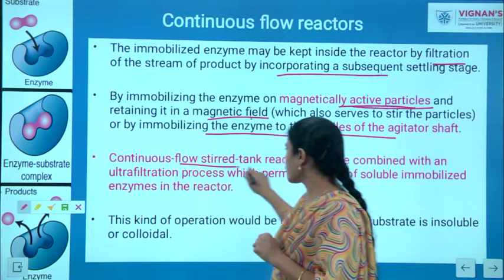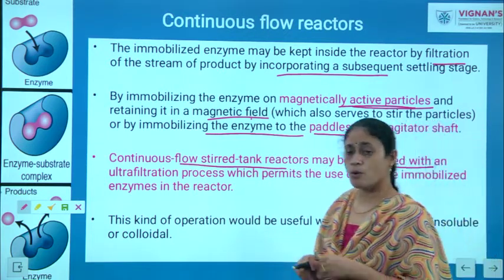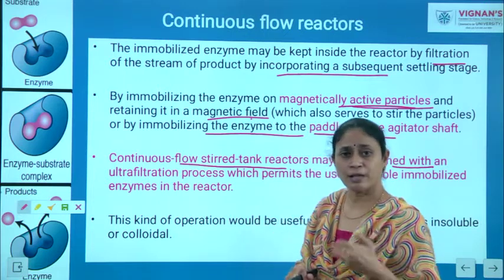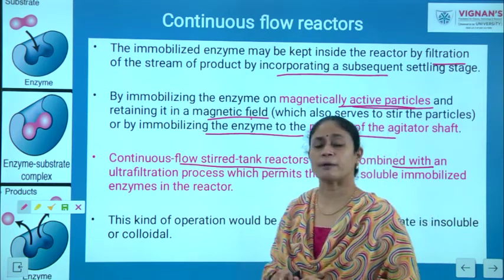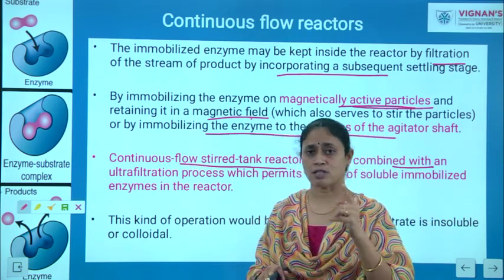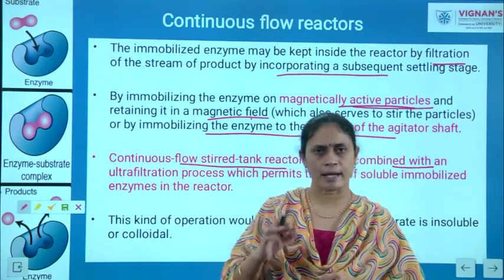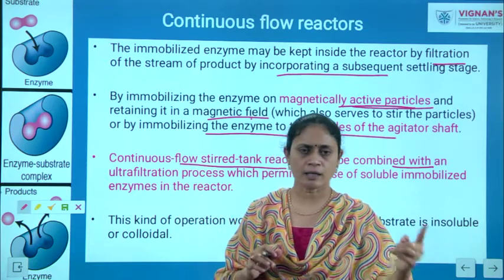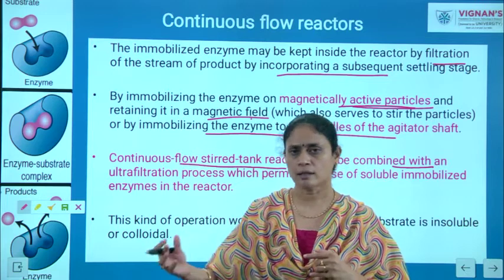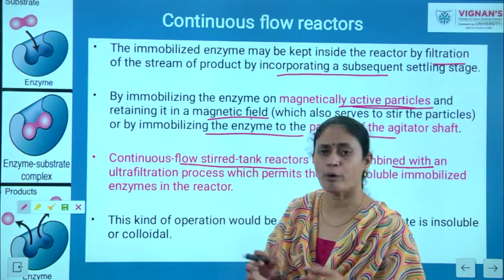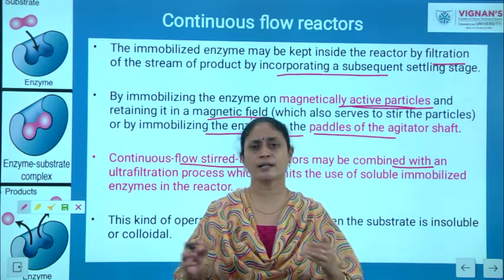So, continuous flow stirred tank reaction may also be combined with the ultrafiltration process. Why do we need to combine the filtration process with the continuous stirred tank reactor? In order to separate your enzyme, which is in solubilized form. So, in order to separate your enzyme from your substrate, one of them should be in the solubilized state and the other should be in the insoluble state. If both are in the solubilized state, then it will be problematic for us to separate the enzyme.